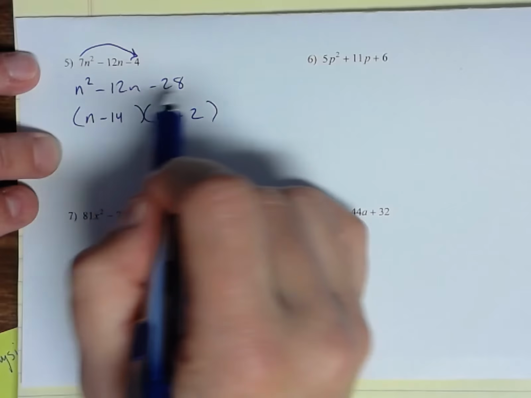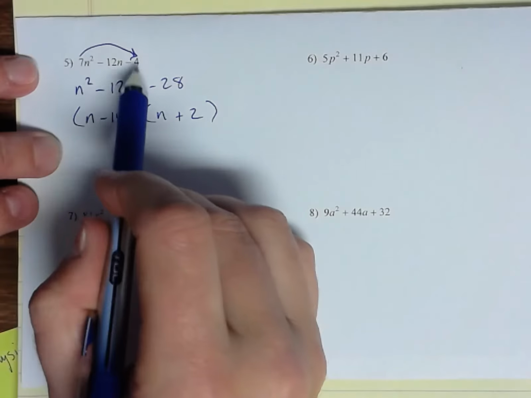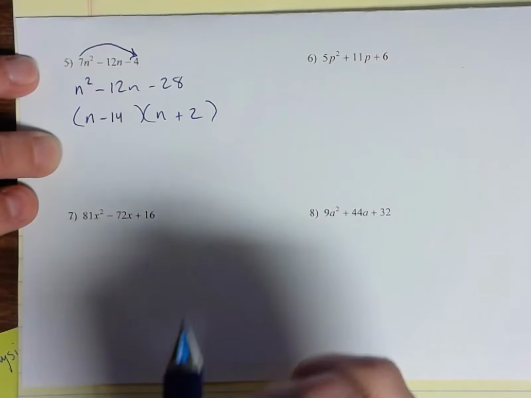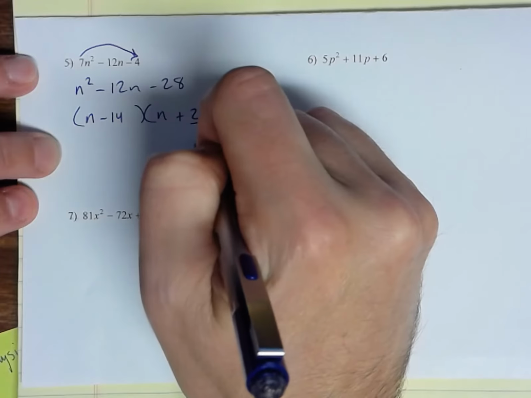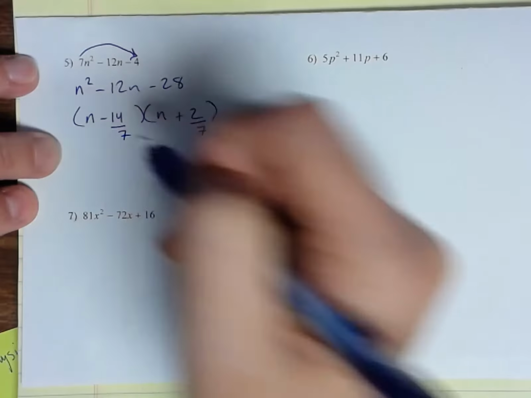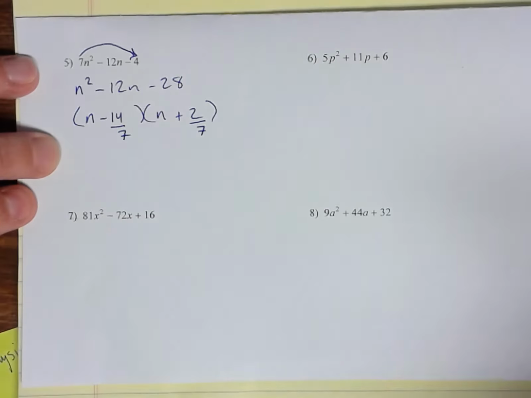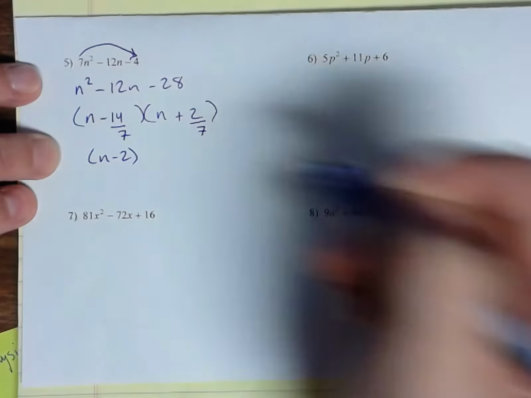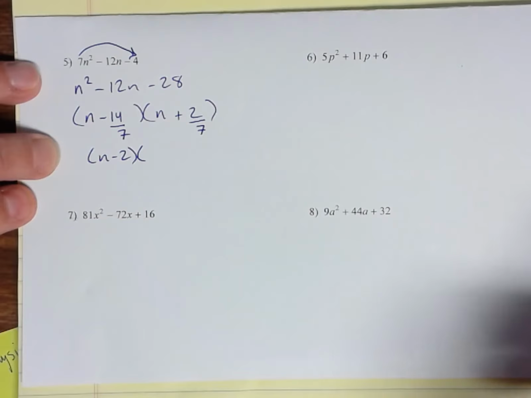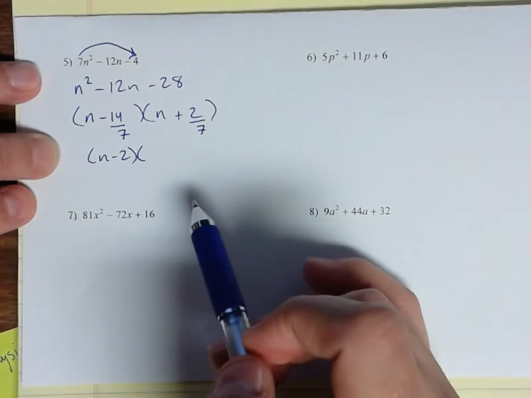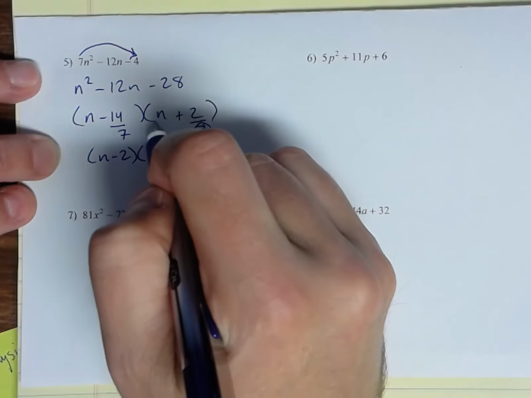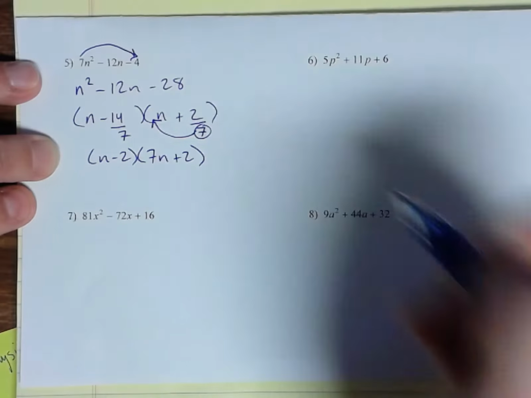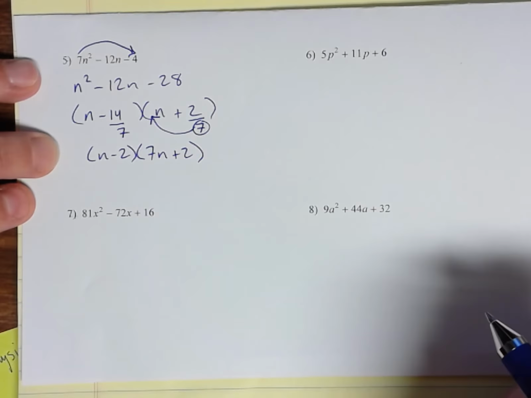Because we created this trinomial, that wasn't actually the original. We multiplied that 7 in. Now we need to divide it back out. So watch how I do this. I'm just going to divide each of these pieces by that 7 that we put in, and now we'll simplify it, okay? So n minus 14 sevenths, well that's just n minus 2. And watch what I do here. 2 sevenths will not simplify. So this 7, I'm just going to slide right up here in front of that n. So 7n plus 2.